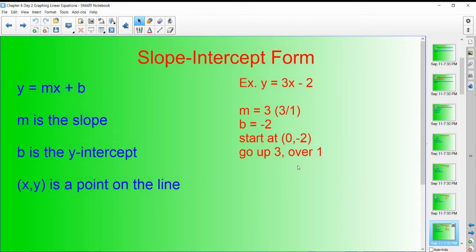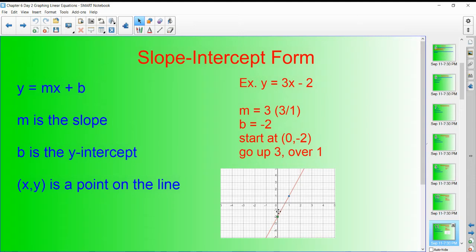So let's graph this. Well, I started at (0, -2). I go up 3, 1, 2, 3, and to the right 1. And I put another point. I put 2 points. I put a straight line through it. I should have arrows on the end of this, but I used computer software, which doesn't allow me to put arrows on it. So a linear function in slope-intercept form will tell me where my starting point is, where my y-intercept is, and then how to get to the next point. Gives me like a roadmap.